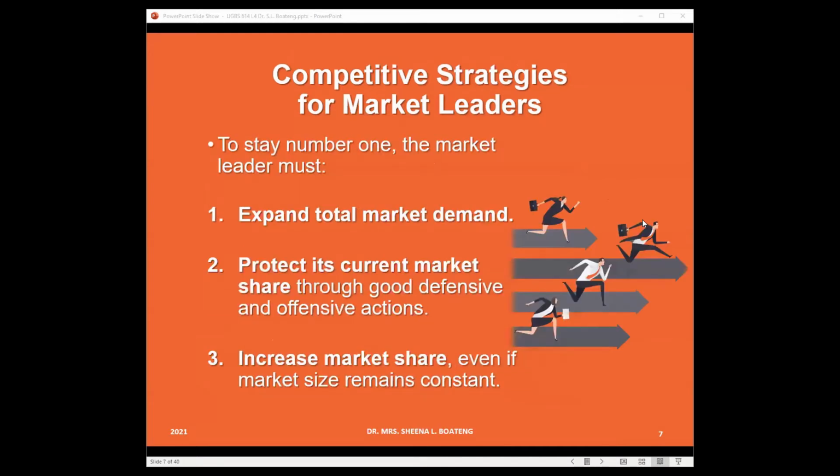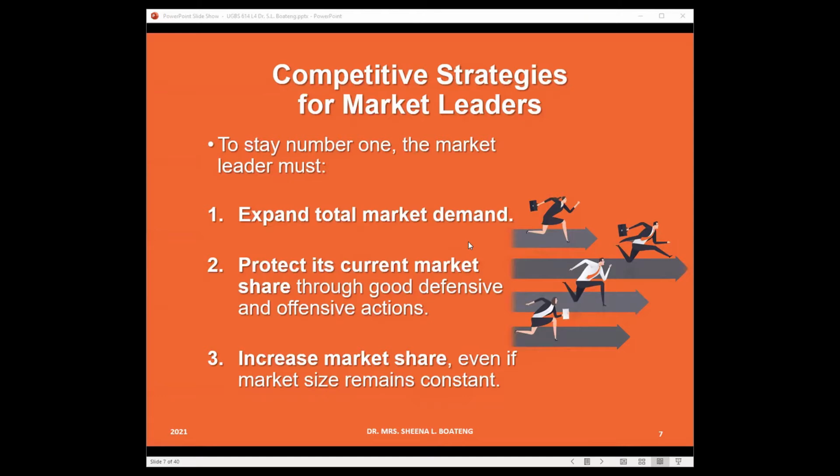And in order for them to be vigilant, there are a number of strategies that they have to adopt. The first one is to expand total market demand for their products or services. The second is to ensure that they protect the current market share that they have using good defensive and offensive actions. And then third, make efforts to increase their market share, even if the market size remains constant. Now we are going to break these down one after the other and look at what each one entails when it comes to the specifics of the market leader's competitive strategy.